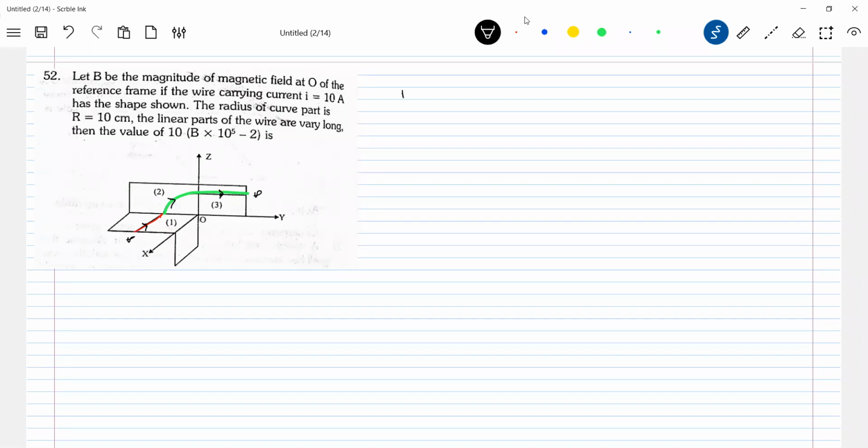B bar, okay, we'll write it directly: B1 bar plus B2 bar plus B3 bar. So what is B1 bar? It will be along the negative z axis. So mu naught I by 4 pi r, minus k cap. What about B2? B2 should be a quarter circular arc, mu naught I by 2r times theta. Theta is how much? Pi by 2 by 2 pi.